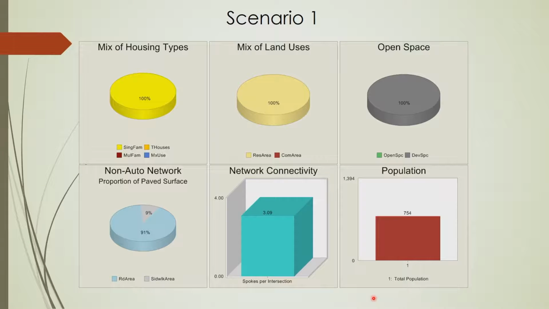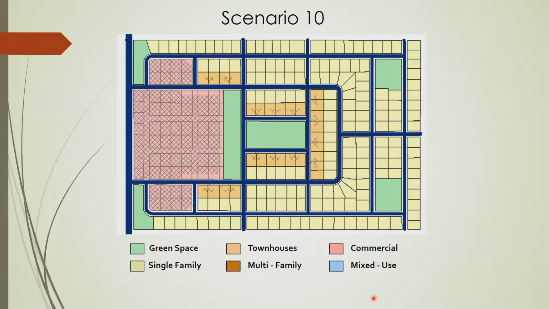And so part of the information we provide to the public is what we basically tell them, what's kind of obvious here. It's all single family, it's all residential, there's no open space, there's a very low ratio of sidewalks to drivability. The network connectivity is almost right at 3, and it'll hold 750 people, just to give them a point of reference. Contrast that with another scenario.